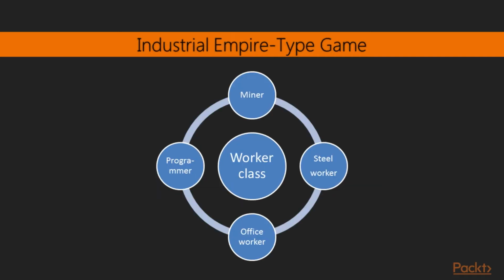If we were building an industrial empire-type game where the player manages businesses and their employees, we might want a worker class, for example, and extend it to make miner, steelworker, office worker, and of course, programmer. But what exactly does a plain worker do? Why would we ever want to instantiate one? The answer is, we wouldn't want to instantiate one, but we might want to use it as a polymorphic type so we can pass multiple worker subclasses between functions and have data structures that can hold all types of workers.